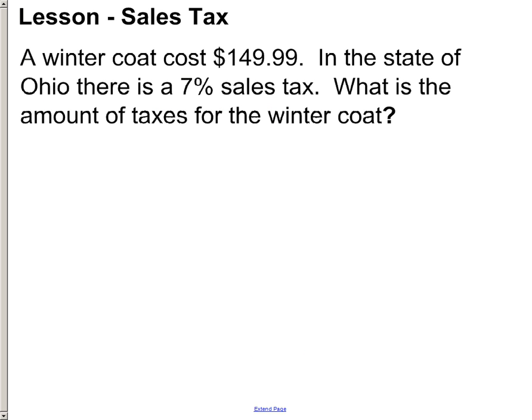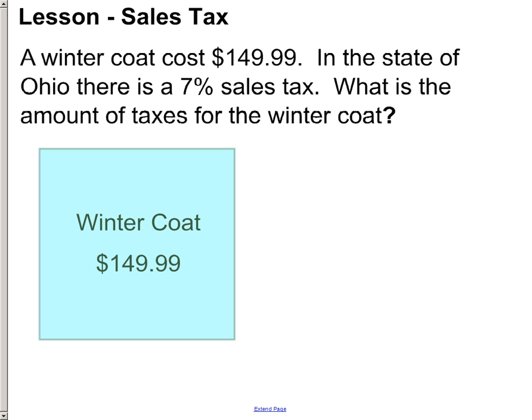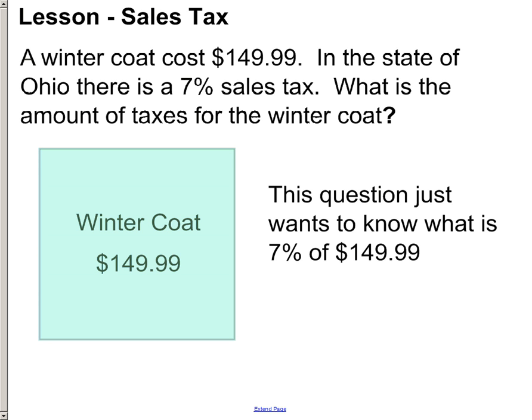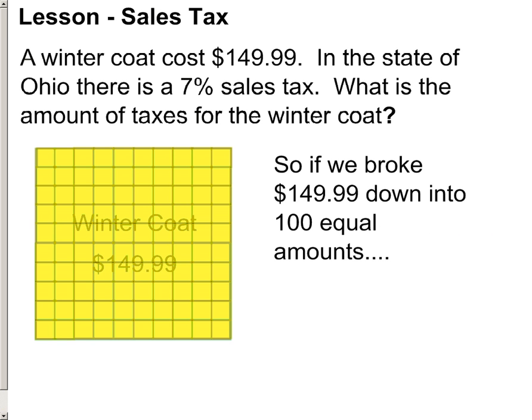Now, the other type of sales tax problem is instead of wanting to know total cost, they just want to know sales tax. How much would you pay in taxes? They know how much the coat cost, in this case, $149.99, and we're in Ohio, so the sales tax is different, 7%. But we just want to know what is the tax on that coat. So this question just wants to know 7% of 149.99. Hopefully, you could just literally set it up as 0.07 times 149.99. But I want to try this.